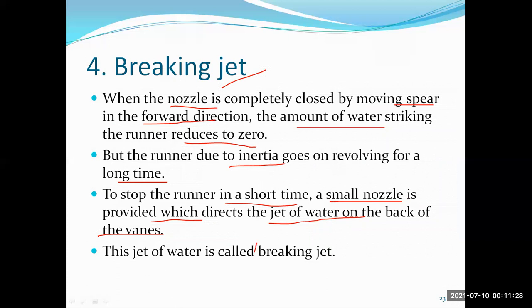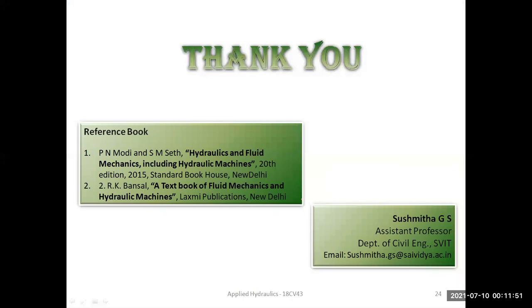So the braking jet is a jet of water directed by a small nozzle to stop the runner in a very short interval of time. It is called a braking jet because you are putting a brake on the movement of the vanes. So these are the components of a Pelton wheel.